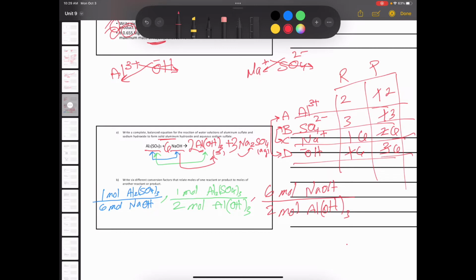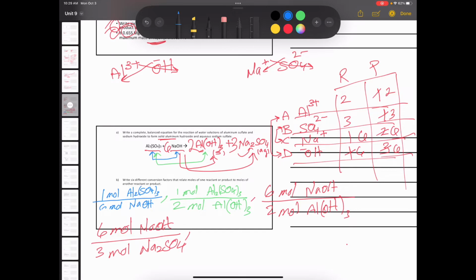So now let's do NaOH and Na2SO4. Okay? For this one, for 6 mole of NaOH, running out of colors, the reaction will yield 3 mole of Na2SO4. That's my other conversion factor that I can use. Okay? All right, let's use the blue now.